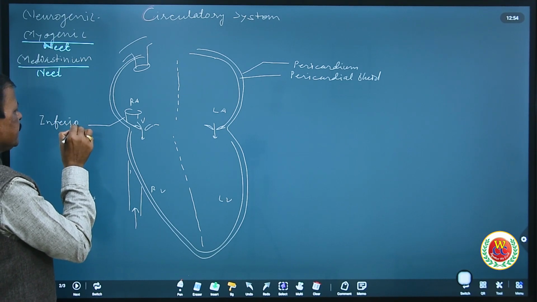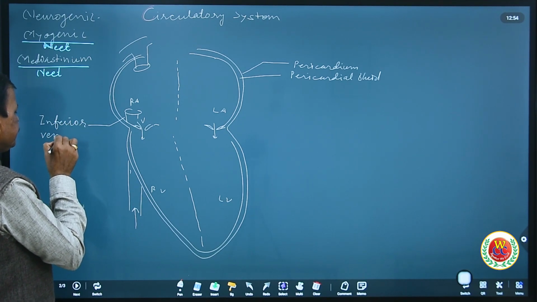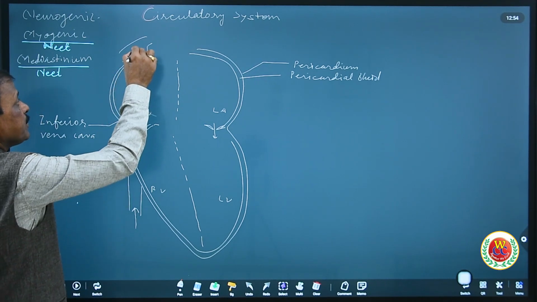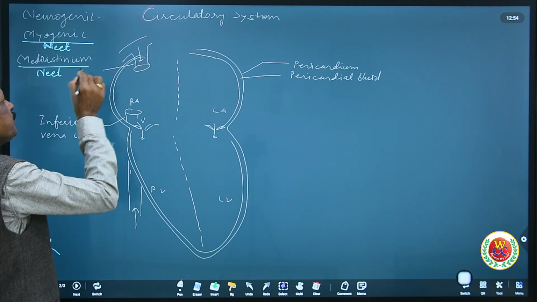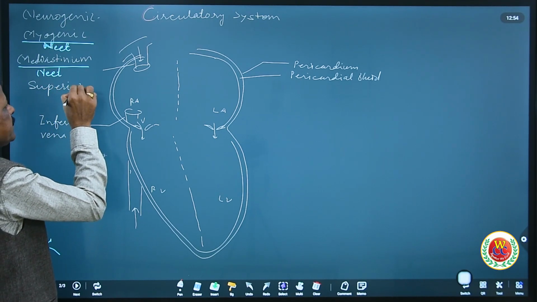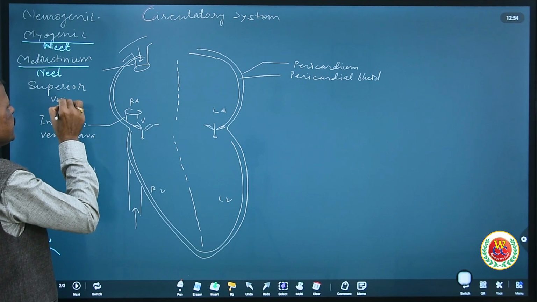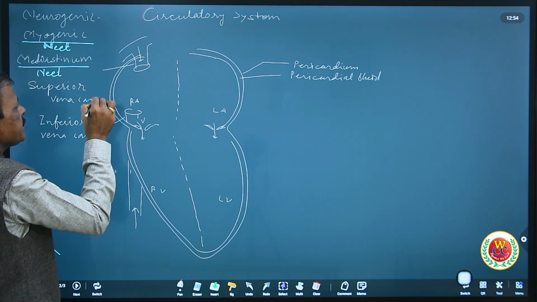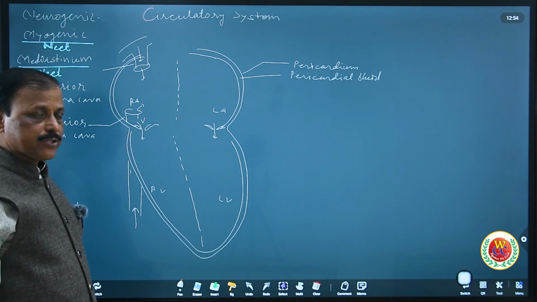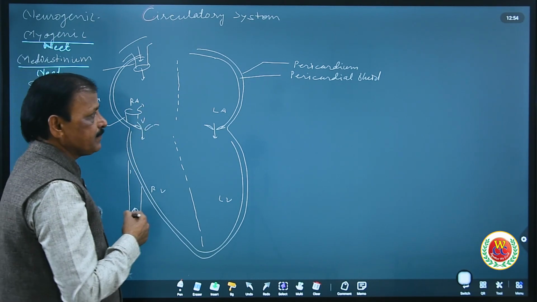Inferior vena cava brings blood from the lower part of the body, impure blood, and this is superior vena cava. These are the large blood vessels that bring deoxygenated blood from all parts of the body into the right auricle.